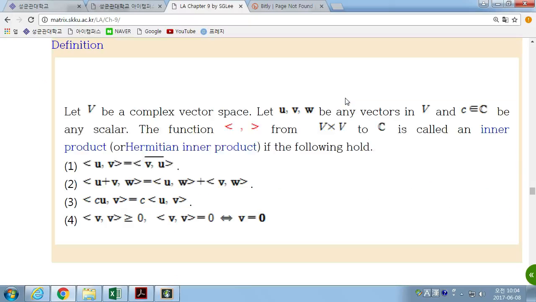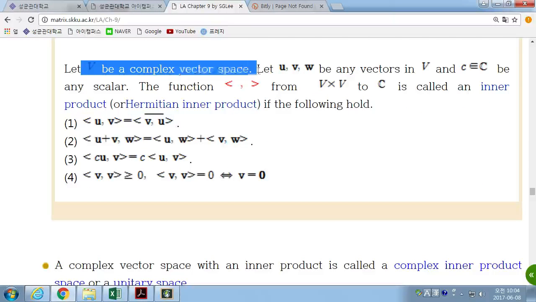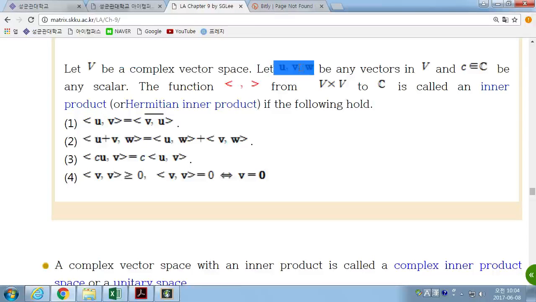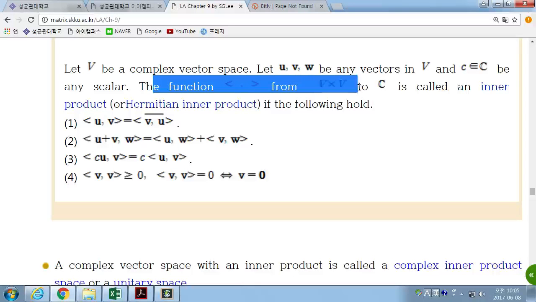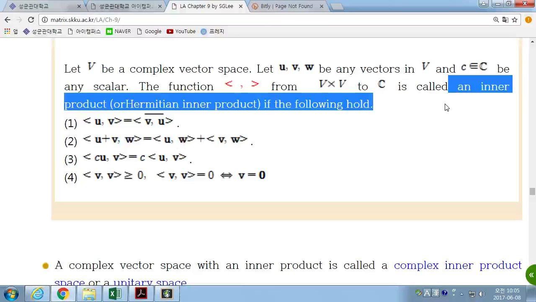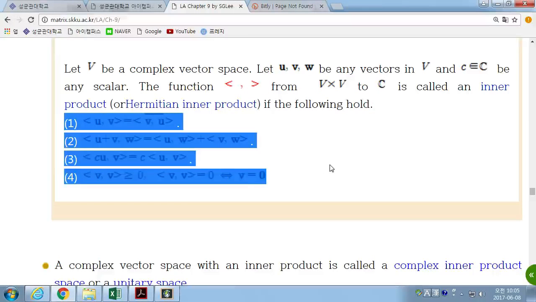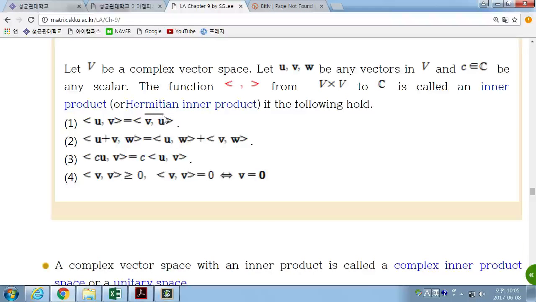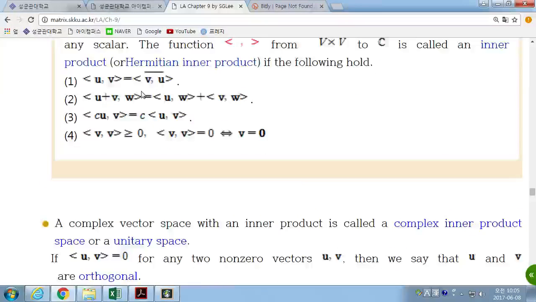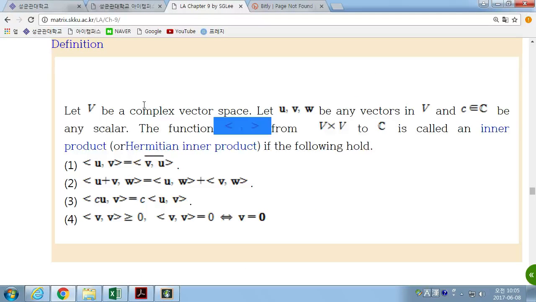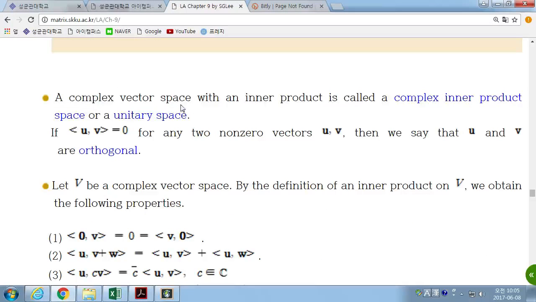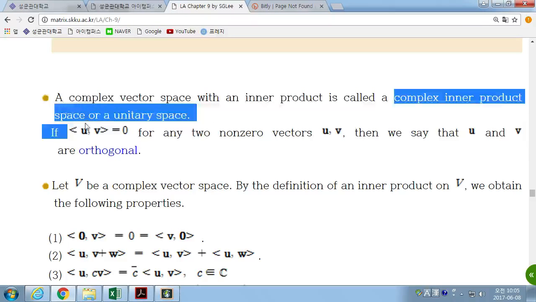Next, inner product on a complex vector space. Let V be a complex vector space instead of a real vector space, let U, V, W be any vectors in V, and let C be any scalar from the complex numbers. Then a function from this to C is called an inner product, or Hermitian inner product, if it satisfies the following four properties. Everything is the same except for the conjugate, since we are using complex numbers. If it satisfies these four properties, then we call it an inner product on a complex vector space, or a Hermitian inner product on a complex vector space V. A complex vector space with an inner product is called a complex inner product space or a unitary space. Okay, unitary space.